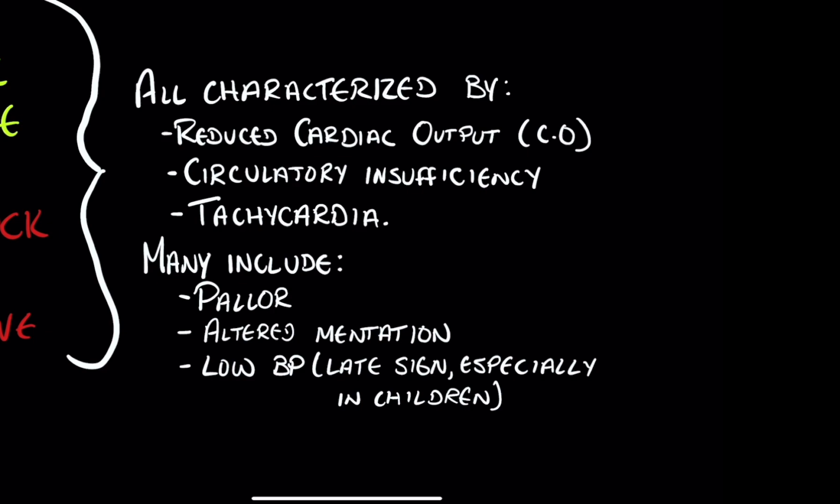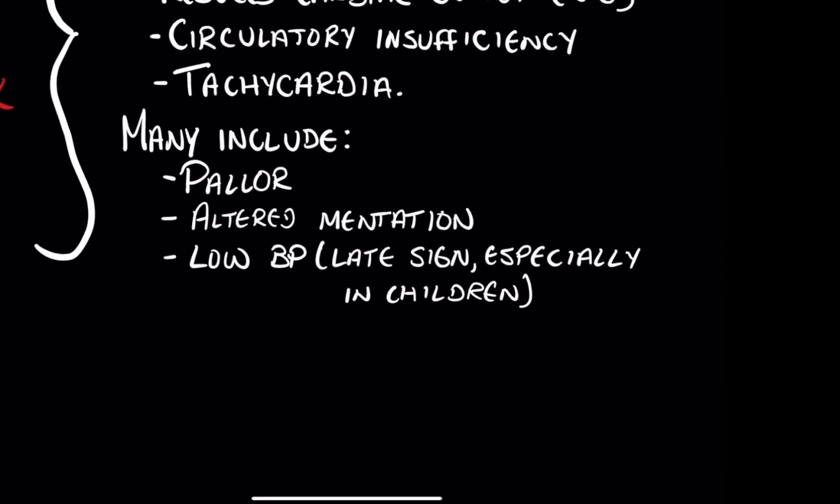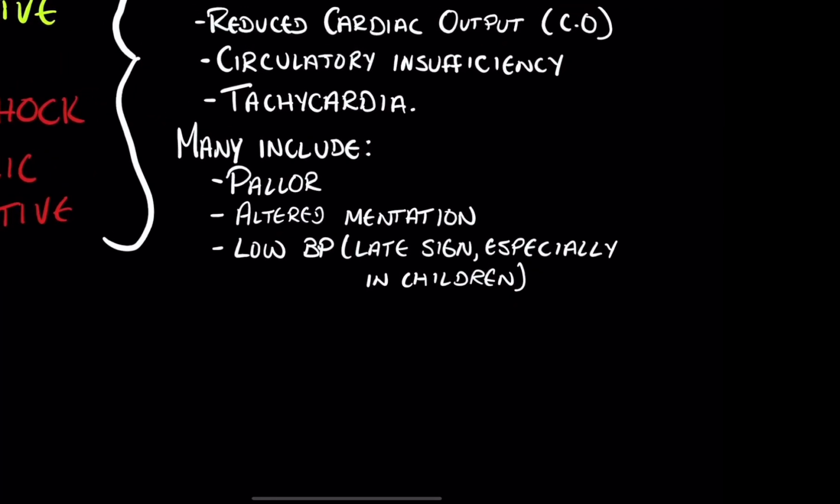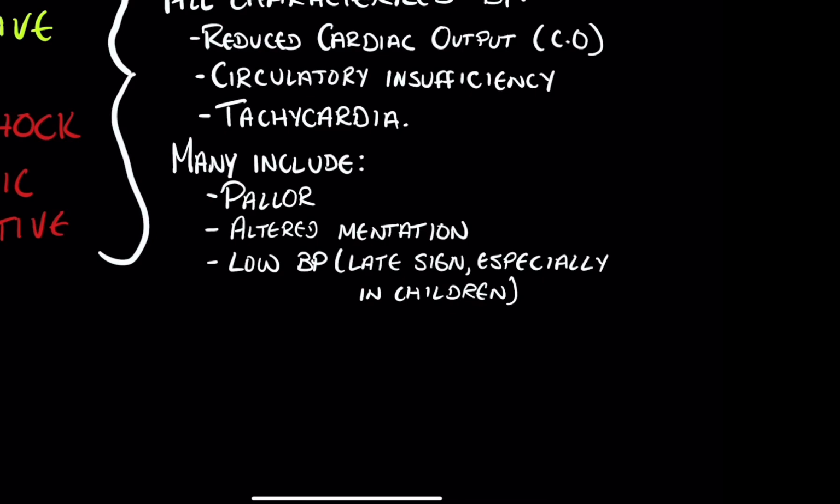Some of them might include pallor. If you look at an obstructive shock state or something with the core, you're probably not going to get pallor as much as you would with a distributive shock or something like that. You might get altered mentation depending on the blood pressure at the head, at the brain. If you have that, it's usually going to be a late sign, especially if you find it in children.